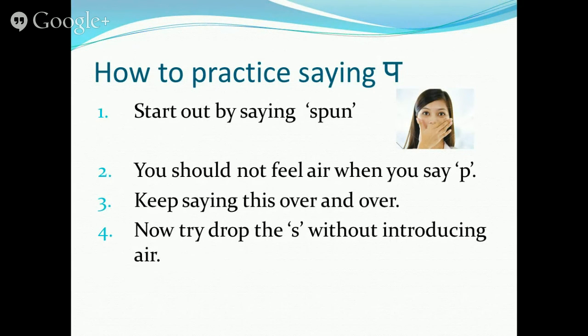Now keep saying this. Spun, spun, spun, spun. And then as you're saying this, see what you're doing with your lips and your mouth and your lungs to hold in the air, because you're actually doing something subconsciously. And now drop the S without introducing the air back. Spun, spun, spun, bun, bun, bun, spun, spun, bun, bun. And hopefully that will be helpful.